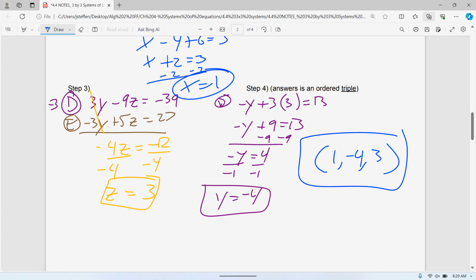Like I said, even when I do these, I still label my step 1, step 2, and step 3. Step 4, I'm a little bit hit and miss on that one. But if you label those steps, I think it definitely helps.